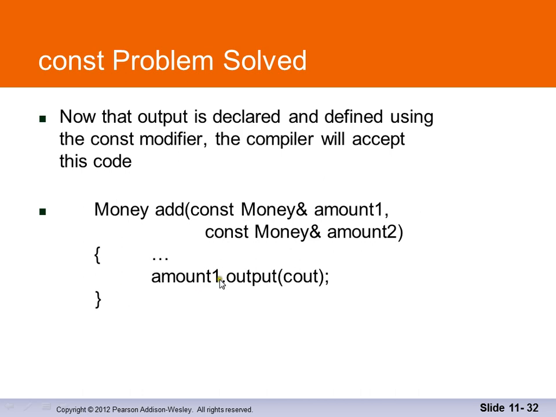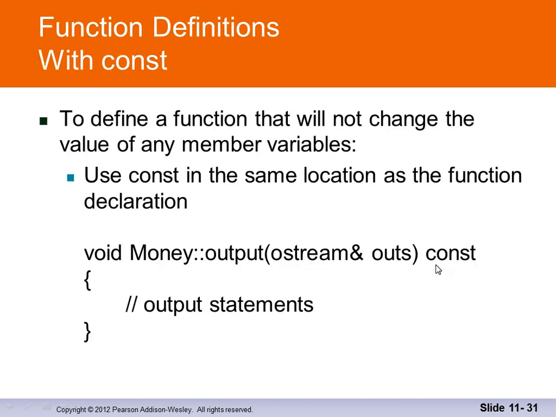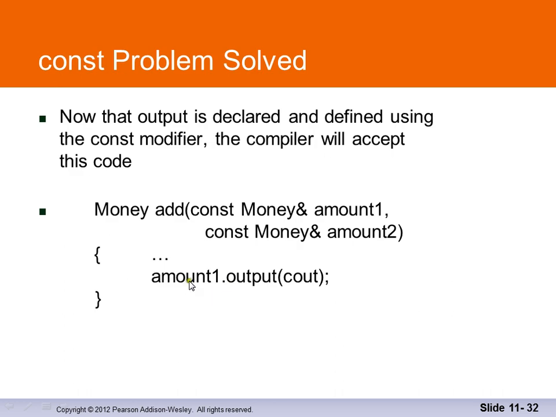So this output function has to be declared as a constant function. A constant function means the following: this function promises C++ that it will not modify the calling object. Where's the calling object? Amount1. How would output modify the calling object? It would change one of its data members. In our case, we only have one data member, which is called allSense. So this function, output, because it's a constant function, will not modify the calling object.